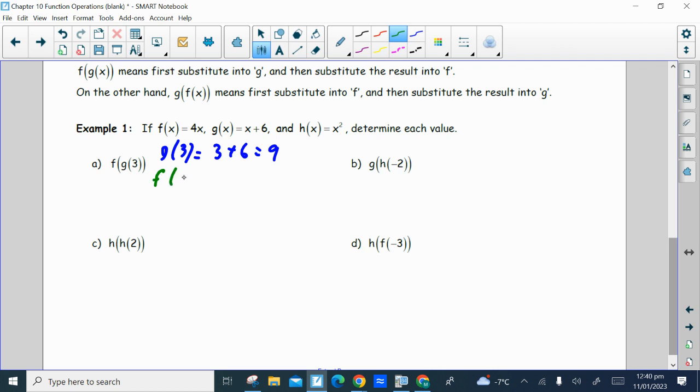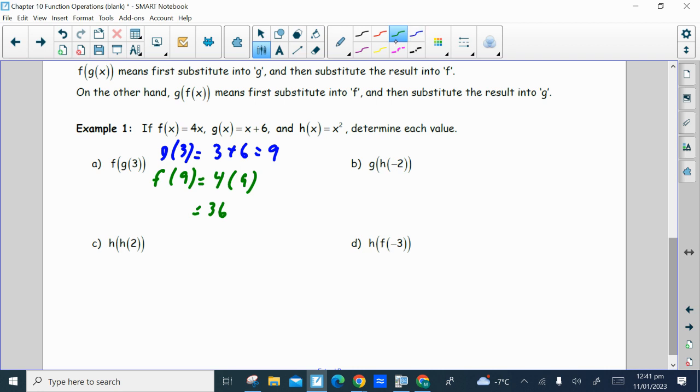So instead of f at g at 3, it now becomes f at 9, which now we have to use the f at x function to get our answer for that. F at x is 4 times x, and 4 times 9 is 36. So there's the answer. Sometimes you're going to get a numerical answer. Sometimes you're going to get an expression.